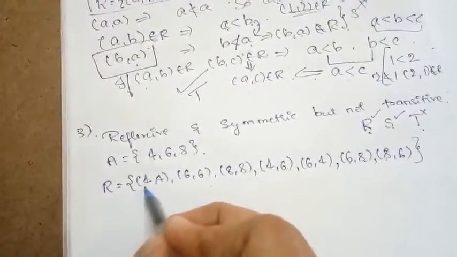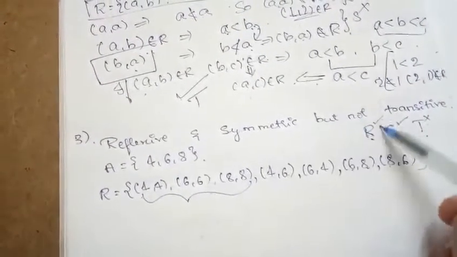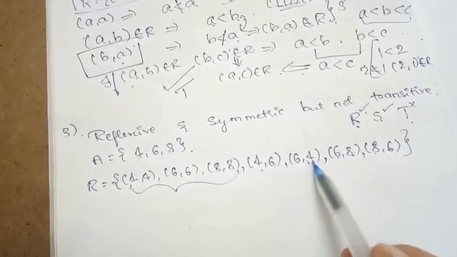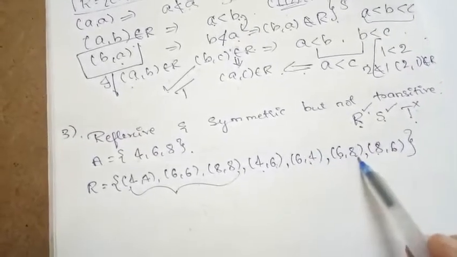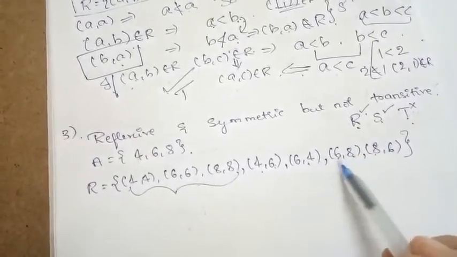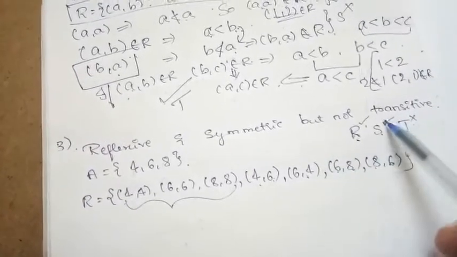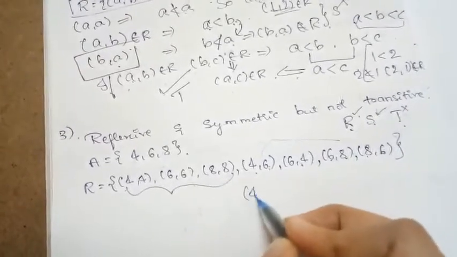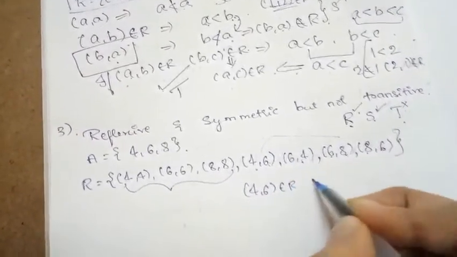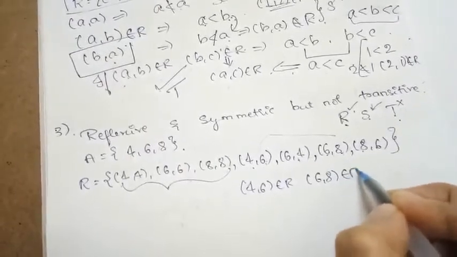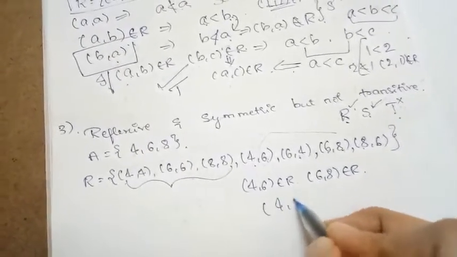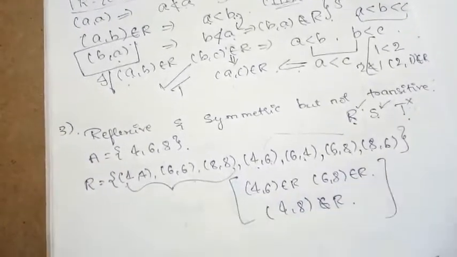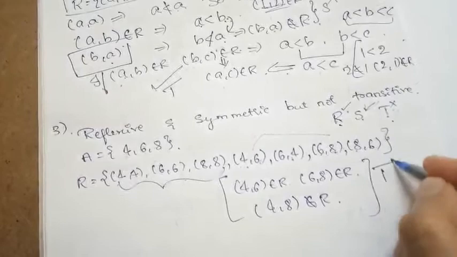You can see here clearly with all these three pairs, you can say it is reflexive. With the reverse of each ordered pair, 4 comma 6, 6 comma 4 and 6 comma 8, 8 comma 6, with all these ordered pairs you can say it is symmetric. With these two ordered pairs, 4 comma 6 belonging to the relation and 6 comma 8 also belonging to the relation, but 4 comma 8 is not at all belonging to the relation. So with this ordered pair, I can say this relation is not transitive.